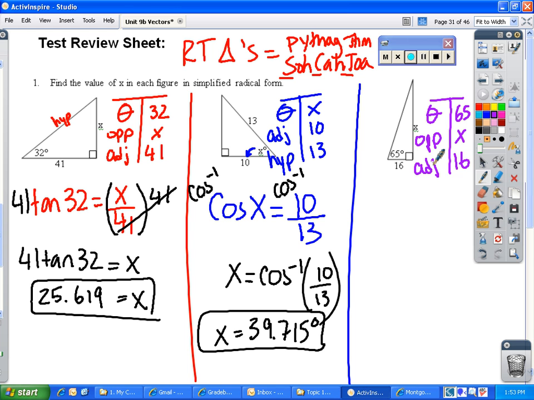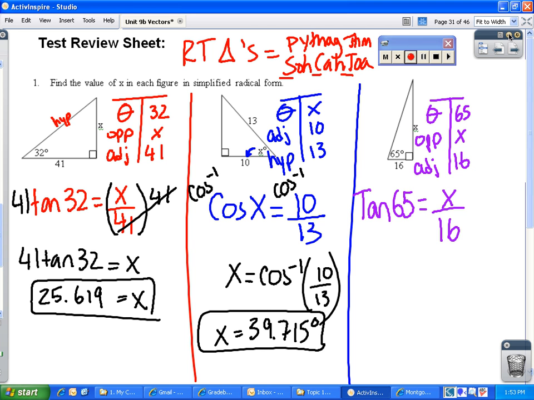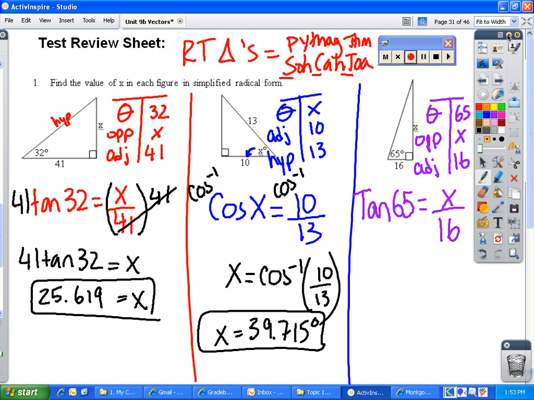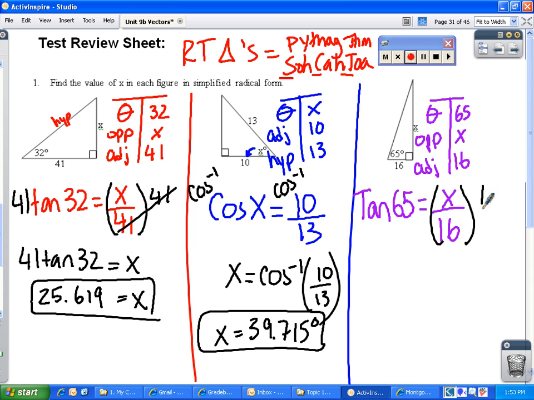And what uses opposite and adjacent is the tangent. So let's go ahead and set that one up. The tangent of my angle 65 equals opposite, that's x, over adjacent, that's 16. Just like that first problem, we're going to solve this by multiplying by that number on the bottom that we want to get rid of.